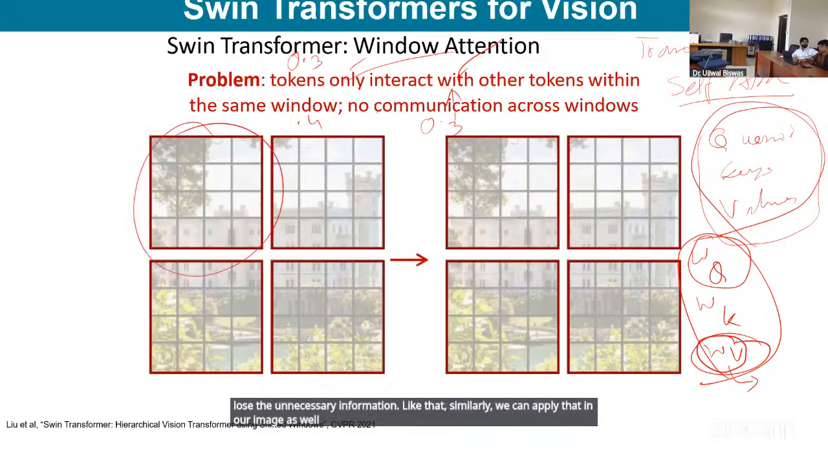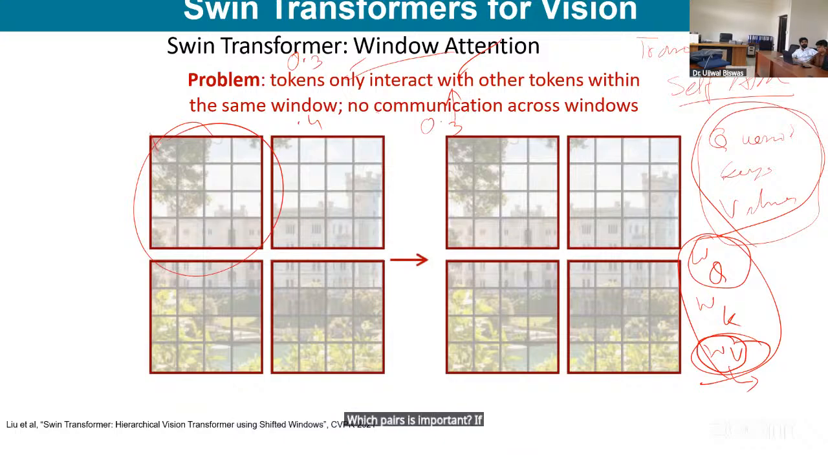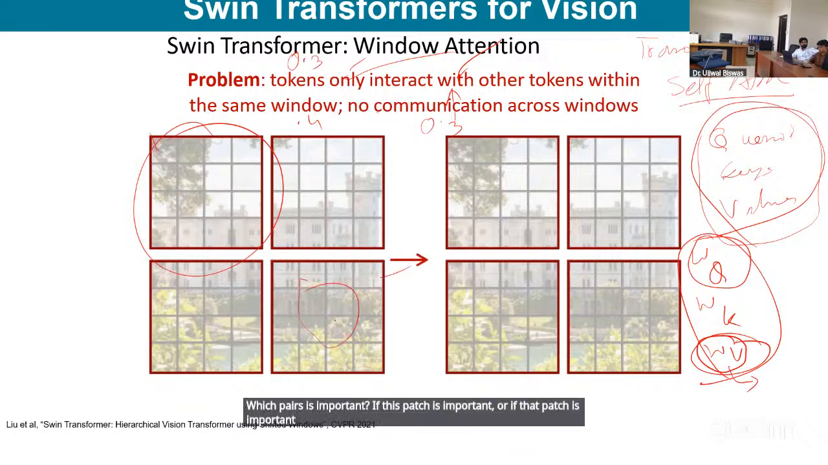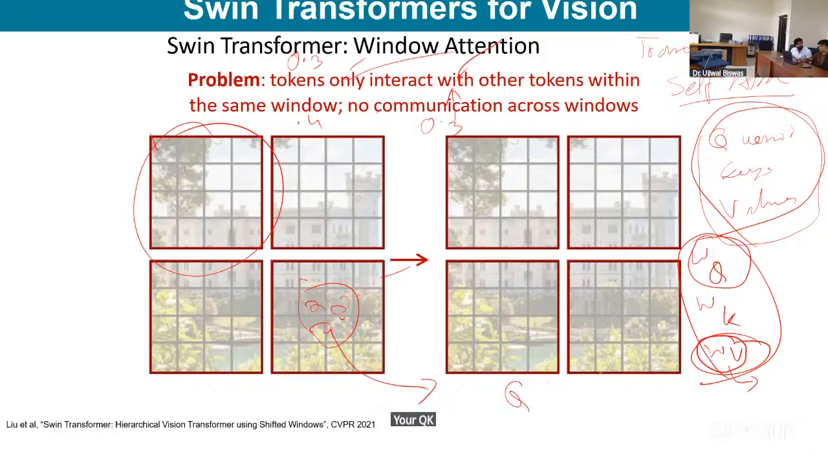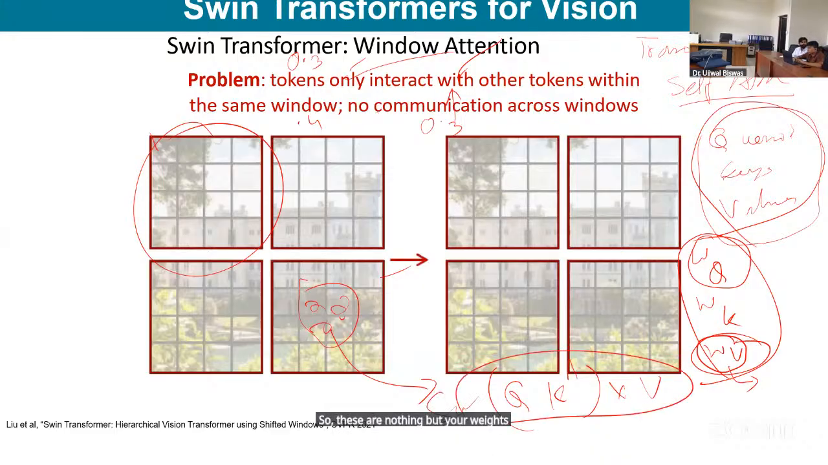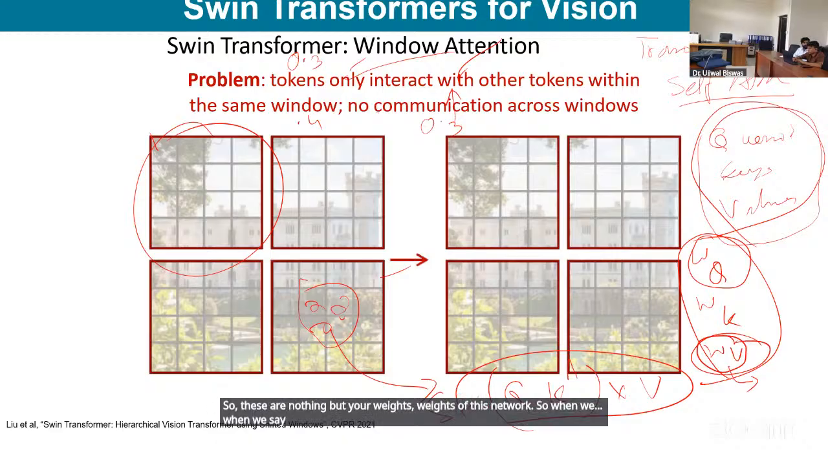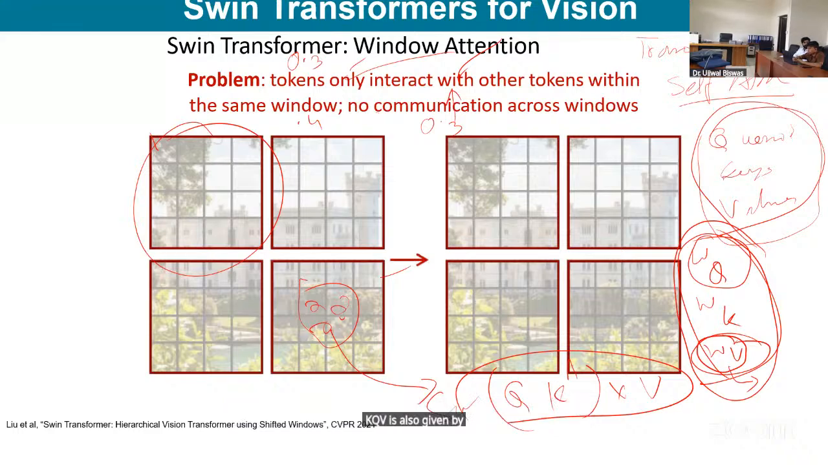Which patch is important? Maybe the blood vessels are visible in this patch, maybe these patches are important. That will be your QK transpose multiplied by V softmax. So these are nothing but the weights of the network. When we say pre-trained model, like a Swin Large transformer or GPT-4.0, these WQ, WK, WV are already given by OpenAI or another model.